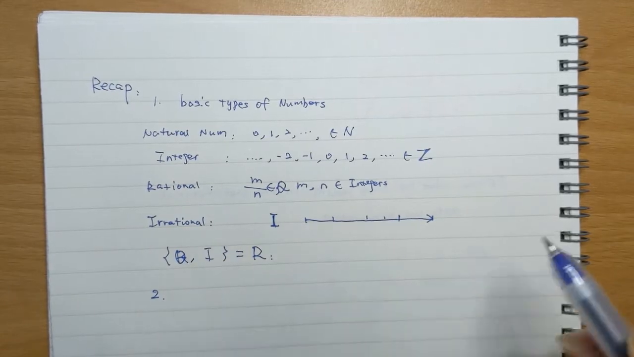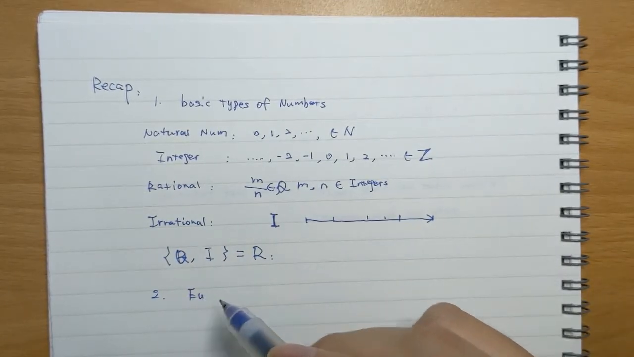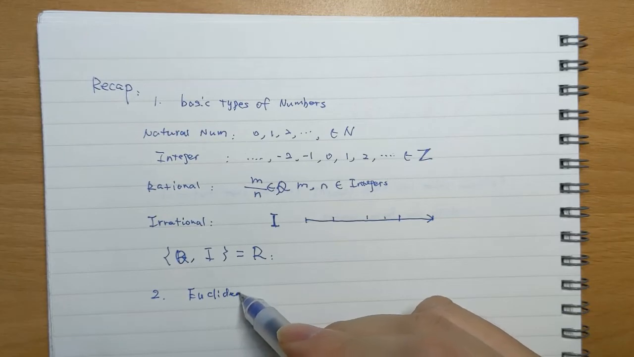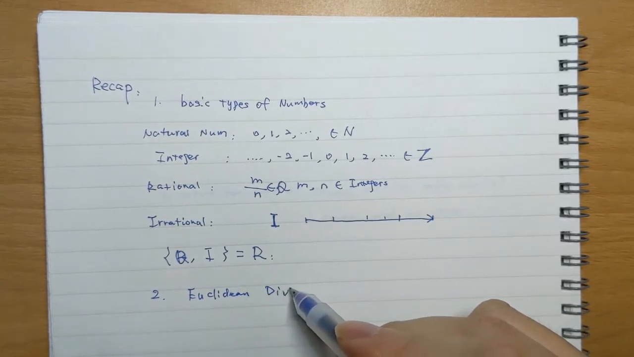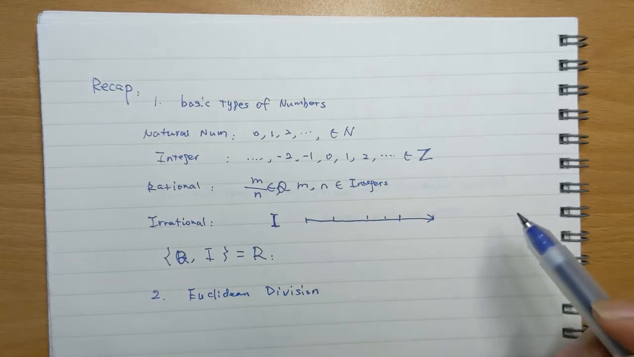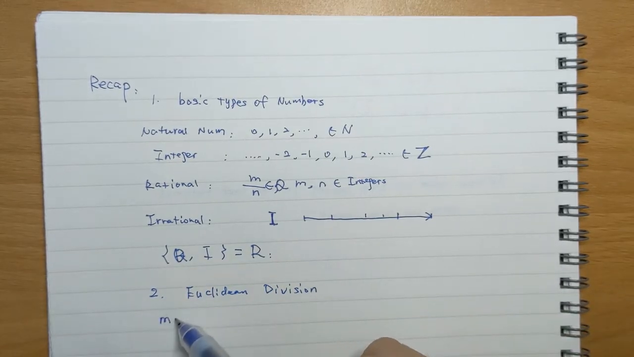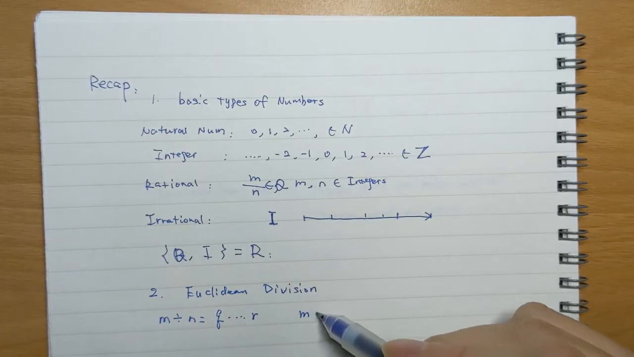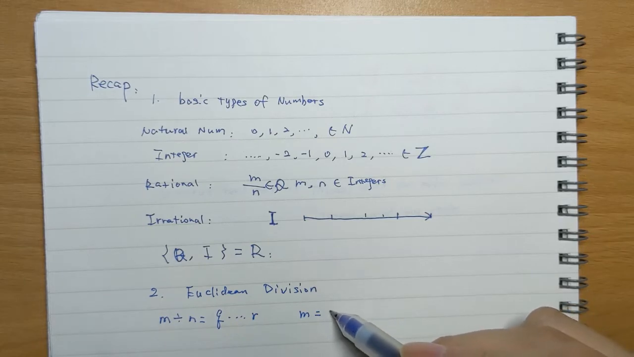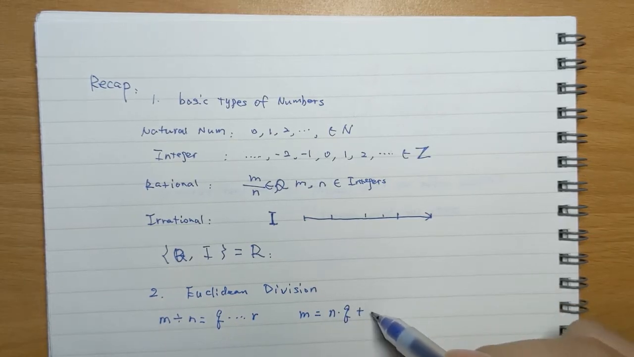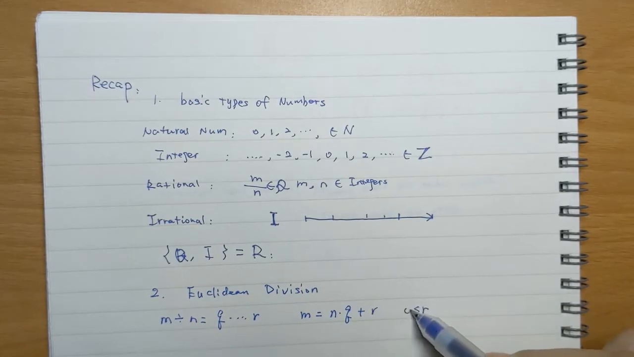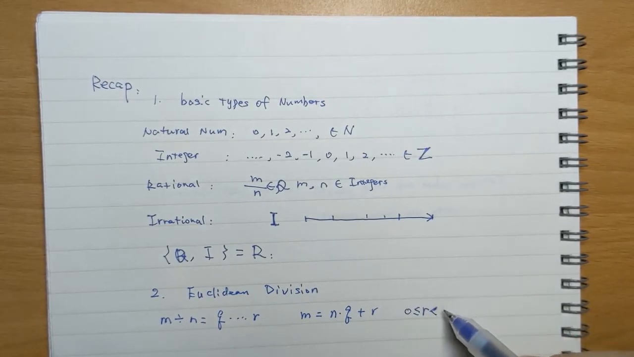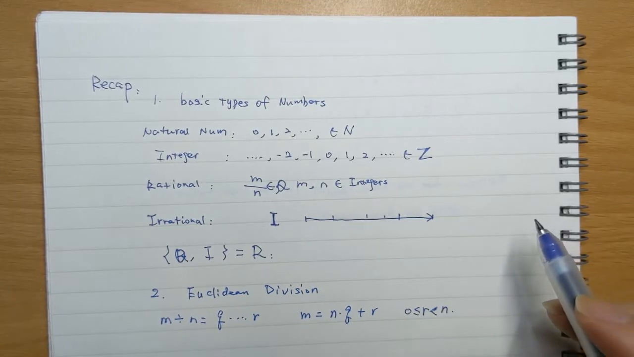And the second thing we learned is that we know how to do the Euclidean division. That is, suppose m divided by n, we get the quotient q and the remainder r. That is the same way of saying m equals n times q plus r, and r must be smaller than n.